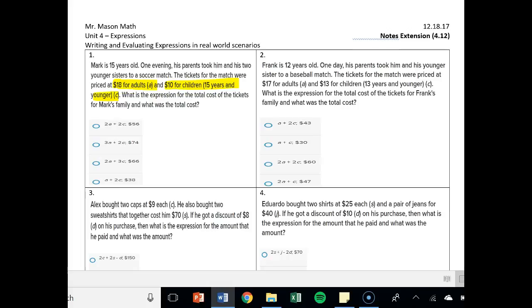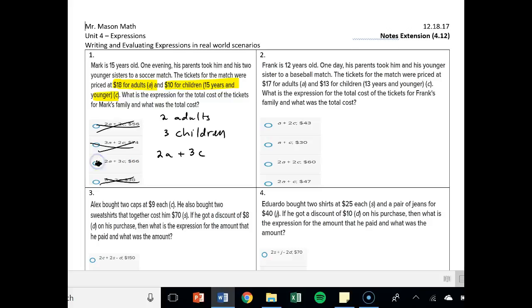So think about it. His parents, we can assume that's two parents, so you've got two adults. And because Mark is 15, he also counts as a child. He's got two sisters, so that's three children. And now you're just going to try and match up what the expression should be. So we say 2A plus 3C should give us our total expression. So 2A plus 3C, so that one's out. This one has three adults, so that's out. And so it's obviously this one, right?